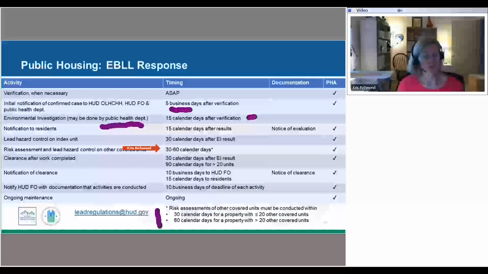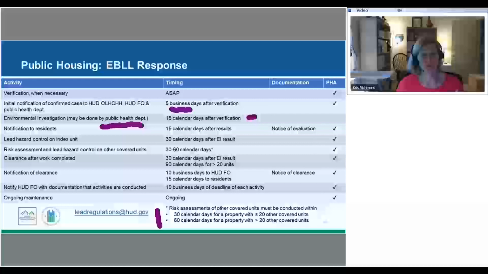We need to do our clearance after that happens. We need to provide the notice of lead hazard reduction activities, which is also providing the results of the clearance. And then we need to notify the HUD field office with documentation that the activities are conducted, that are complete. That needs to be done within 10 business days of the deadline of each activity. And then, like we just went over in the last module, we have ongoing maintenance.